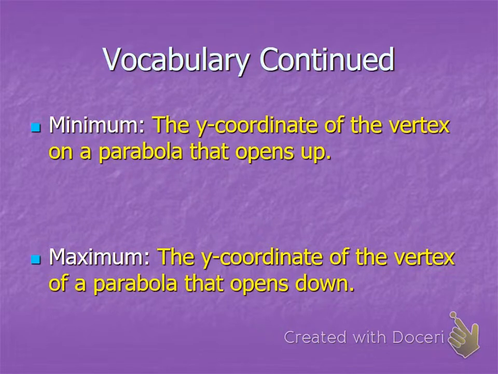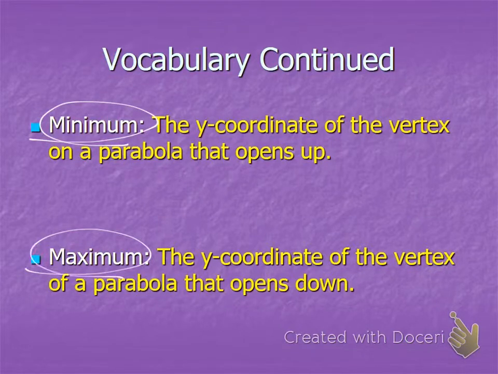Right? So the definition of a minimum or a maximum is whatever the y-coordinate is for those points. It's going to be the highest point if it opens down, and it's got to be the y-coordinate, because that's the value of the function. That's what we get when we plug in x. The y-coordinate will tell us that.